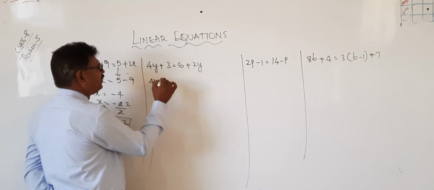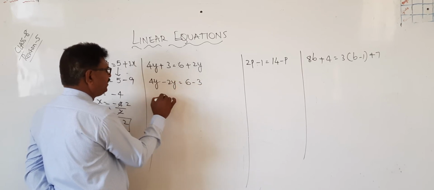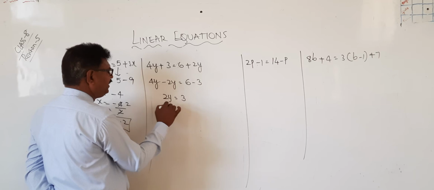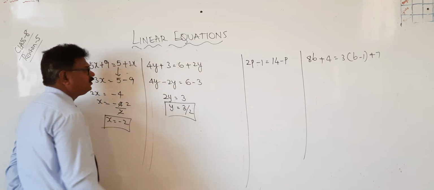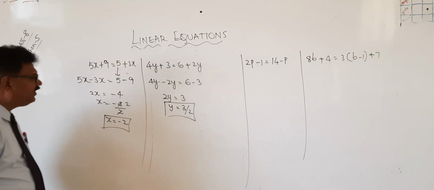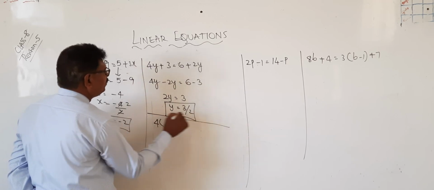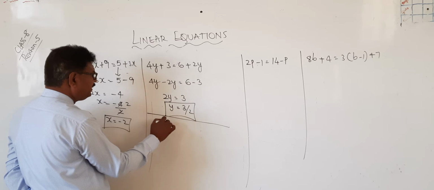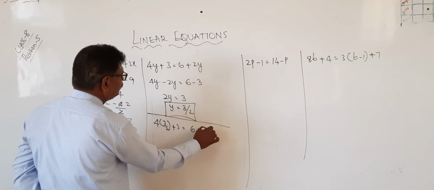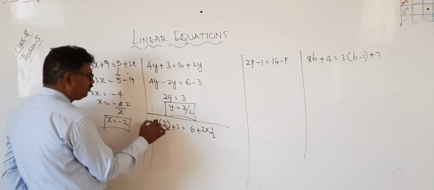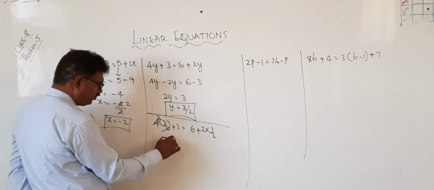Next, 4y minus 2y is 2y, equal to 6 minus 3. Therefore 2y is equal to 3 and y is equal to 3 by 2. If you want, you can verify whether it is correct or not. Shall we verify? 4 into y, that is 3 by 2, plus 3 is equal to 6 plus 2 into 3 by 2. Now see, 2 2s cancel, 3 times 3 is 9. 9 plus 3, 12.